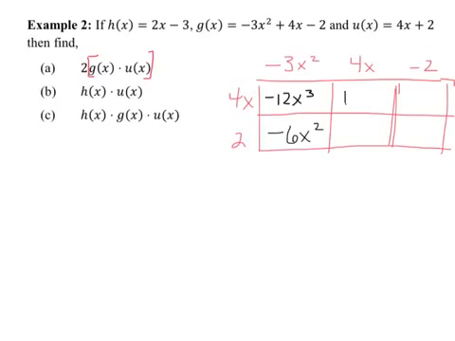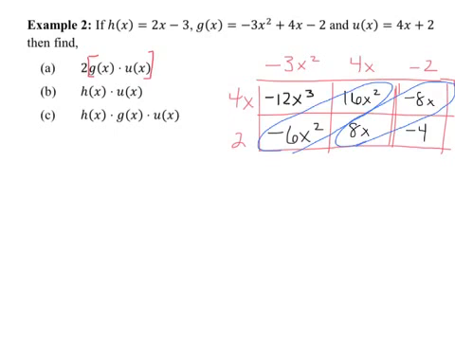4x times 4x is going to give us 16x squared. 4x times 2 is simply 8x. Then finally, negative 2 times 4x is negative 8x. Negative 2 times positive 2 is going to give us negative 4. So notice again, diagonally our like terms appear.